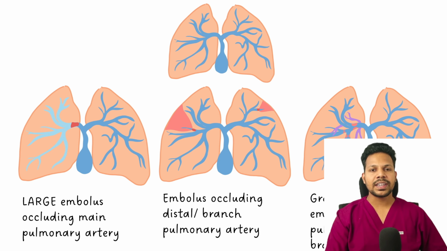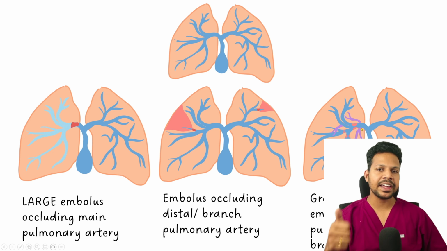So because of these collaterals, the perfusion is more or less maintained, but the pulmonary vascular resistance is significantly elevated. So the chronic changes of the heart, that is the right ventricular strain, right ventricular hypertrophy, and all these changes of right heart failure will eventually keep on developing in this patient.